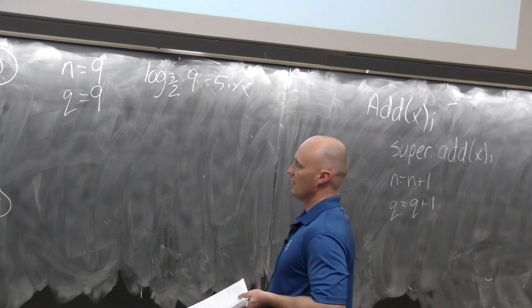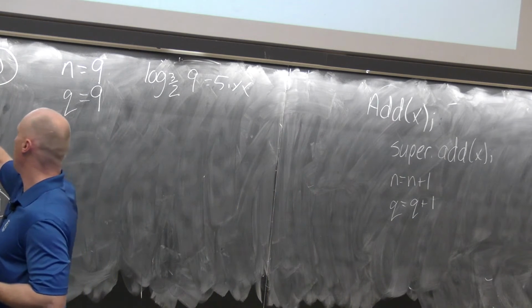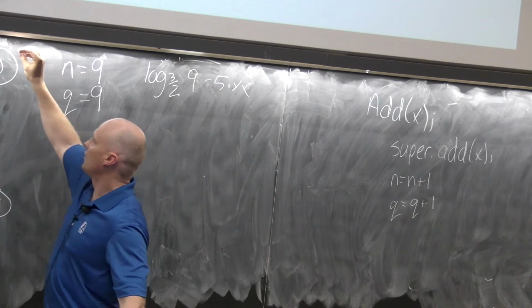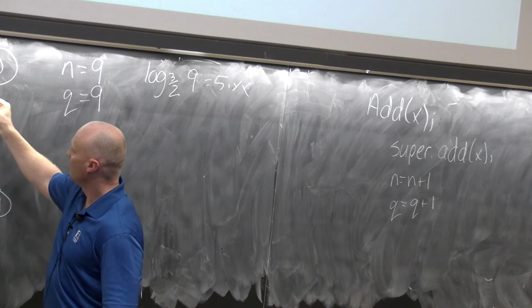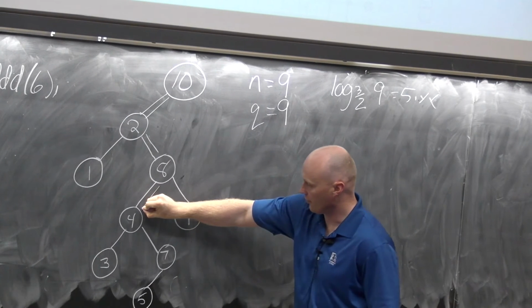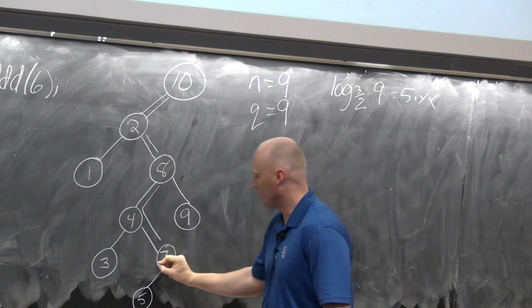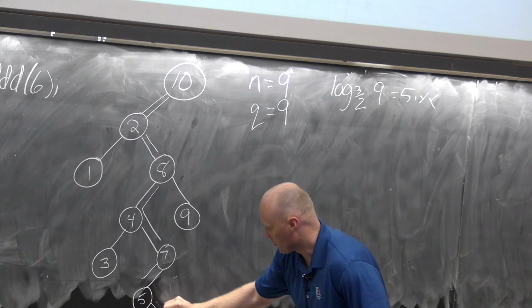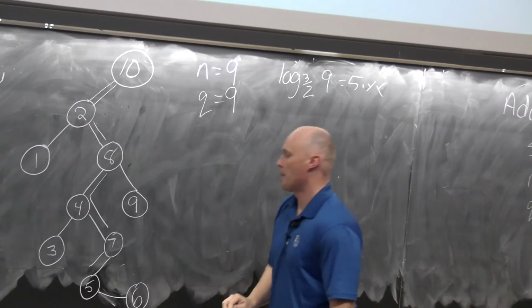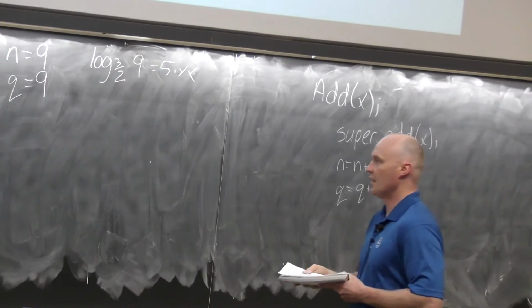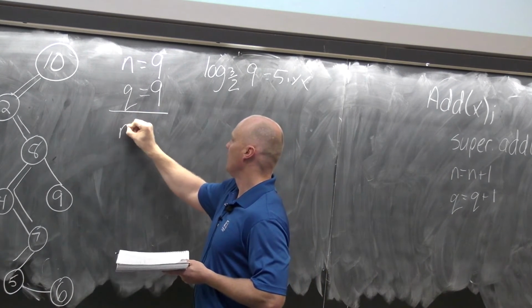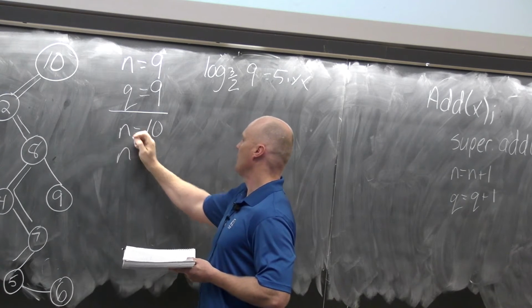So the first thing that it does is it will add the node according to how we normally add in a binary search tree. So we start at the root. 6 is less than 10, so we go left. It's greater than 2, so we go right. It's less than 8, so we go left. Greater than 4, we go right. Less than 7, we go left, and greater than 5. There's nobody there, so we add it in. I'm going to cheat a little here. 6. And then we increment n and increment q.